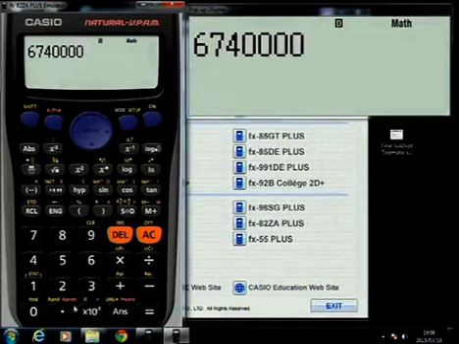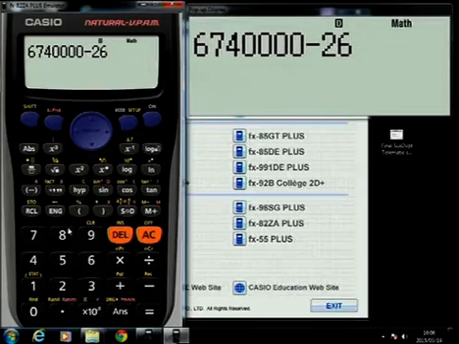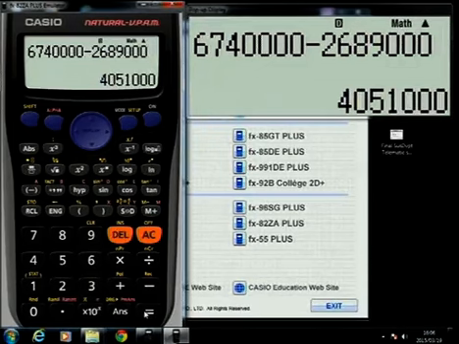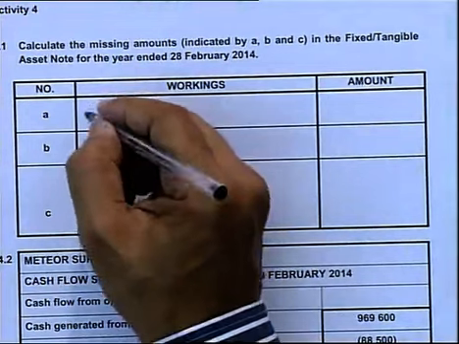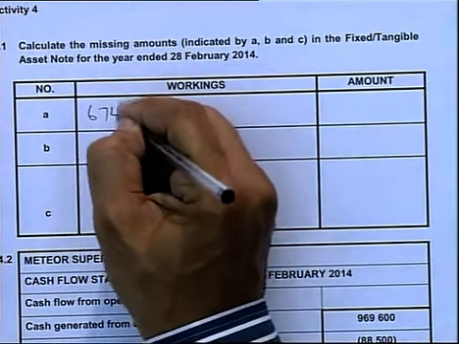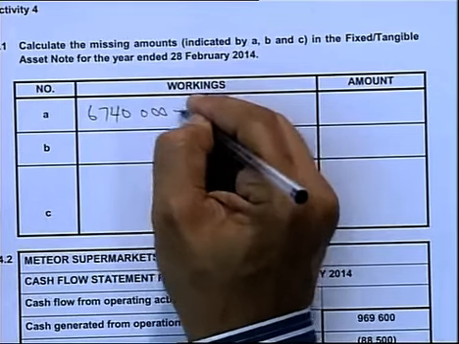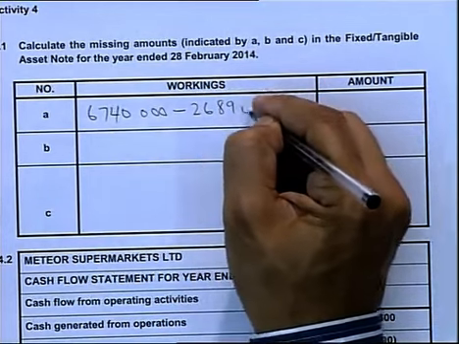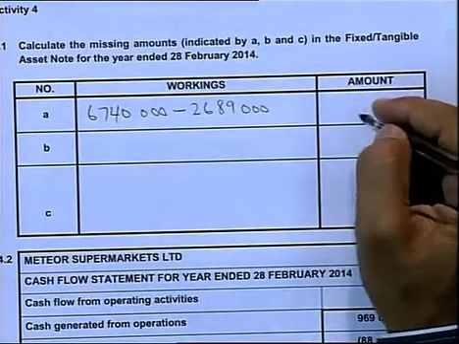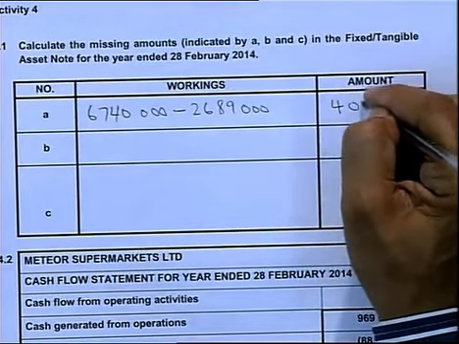The way to calculate that, if we go to the calculator, it's 6,740,000 minus 2,689,000. The answer, 4,051,000. Okay, so on your answer page, we need to show that calculation. So we need to show the working: 6,740,000 minus 2,689,000. Then the final answer, still on the calculator, 4,051,000.